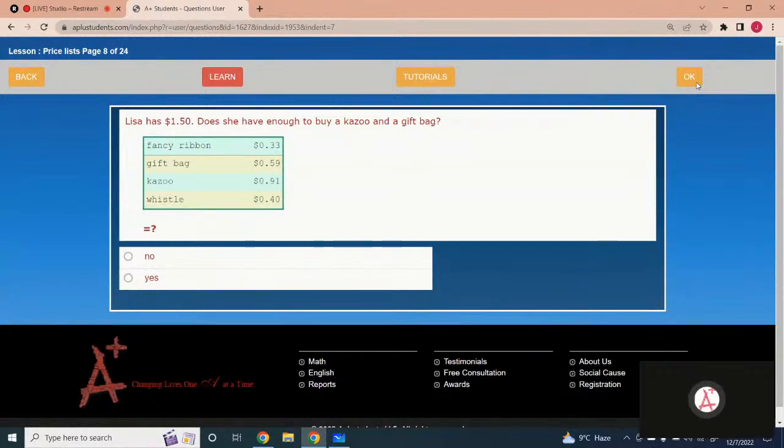Lisa has $1.50. Does she have enough money to buy a Casio and a gift bag? Yes, she has the exact amount. Got it? You add up 0.59 and 0.91 and together they make 1.50. So yes, she has the exact amount. The answer is yes. Got it?